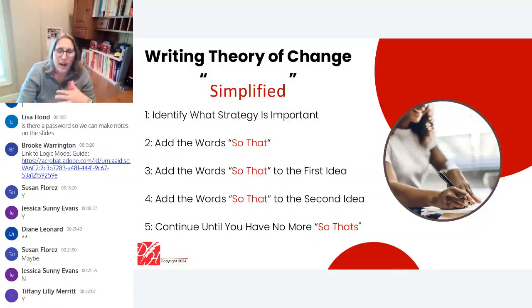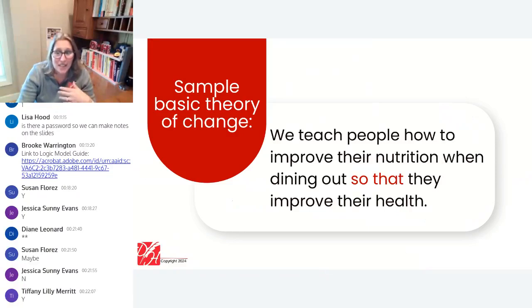What we're trying to find is what is the sentence, the statement that takes our strategy or our strategies and connects them to our result. So here is a basic theory of change text version. We teach people how to improve their nutrition when dining out so that they improve their health. So I have my strategy, so that, and then my result.